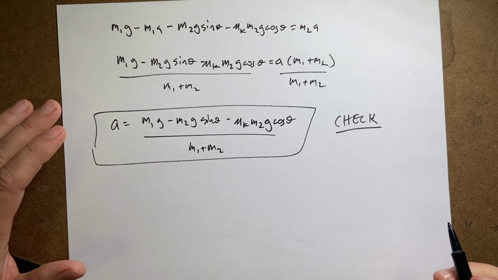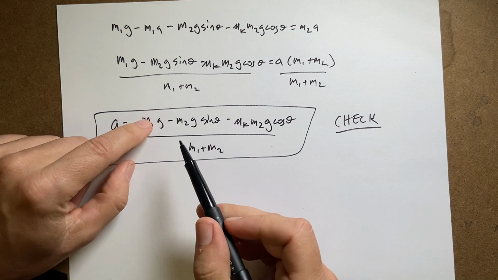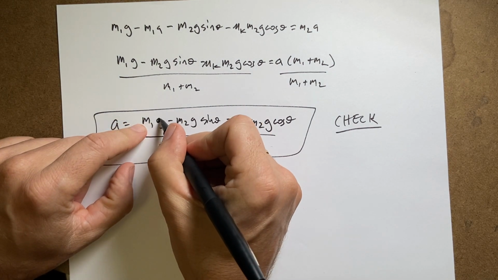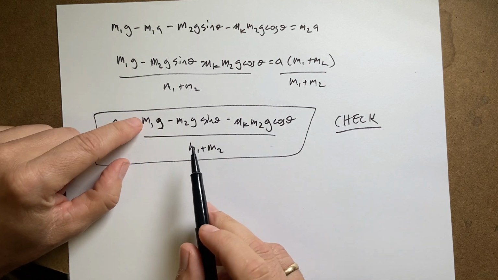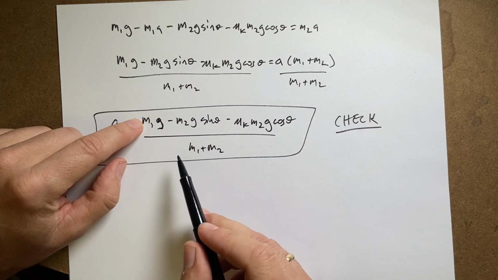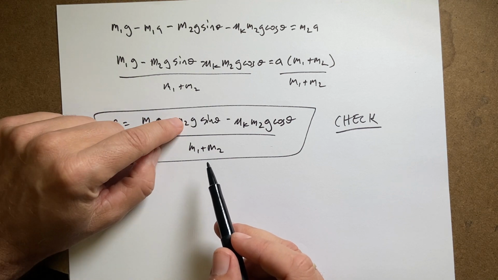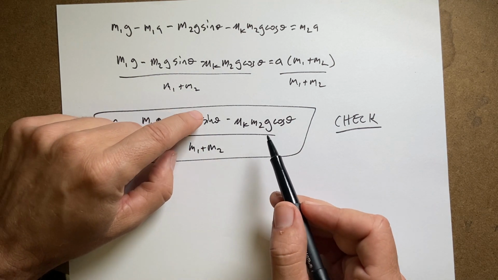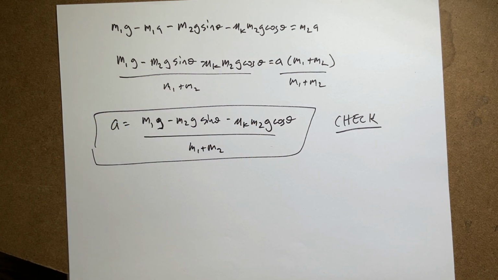So the first thing I want to check is, does this have units for acceleration? So I know g is in newtons per kilogram, which is the same as an acceleration. So these are good. And then on the bottom I have mass, right? Add two masses together, it's kilograms. So that cancels right there. Sine theta has no units. Coefficient of friction has no units. So it has the correct units.